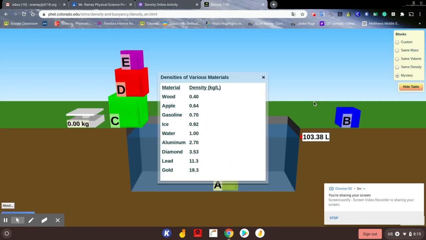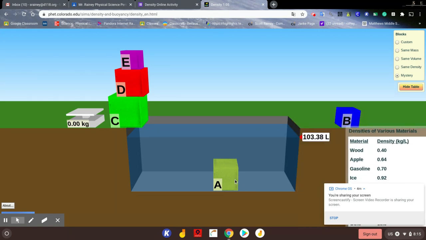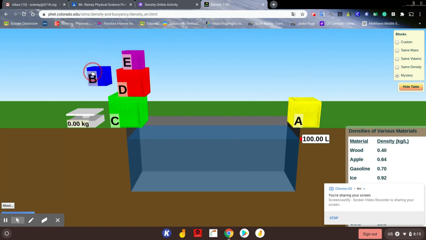Okay, so then we go back, move our table if it's in the way. Take A out of the water. Take B, place it on my scale. Let go of it. If I move it, it goes to 0.64 kilograms. That's its mass. That's how much material it's made out of.